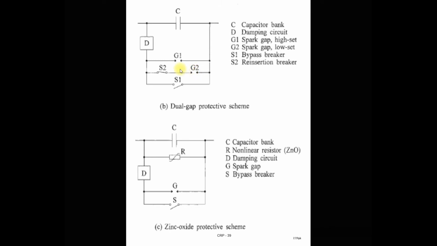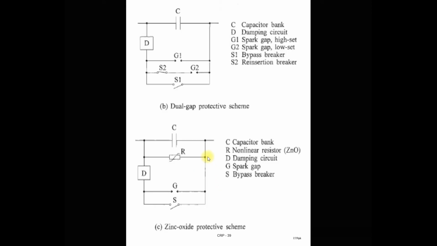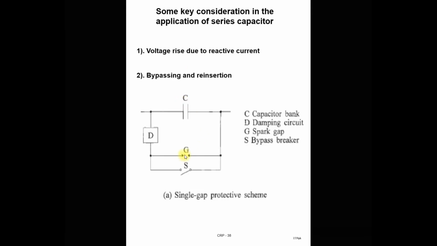When the fault is over, at this time the reinsertion breaker switch S2 will open, and suddenly your capacitor comes into the picture, so the reinsertion time in this case is small as compared to the single gap protective system. What is the reason? Here the gap of G2 is lower than the gap of G1, or G, which we used in the single gap protective system.